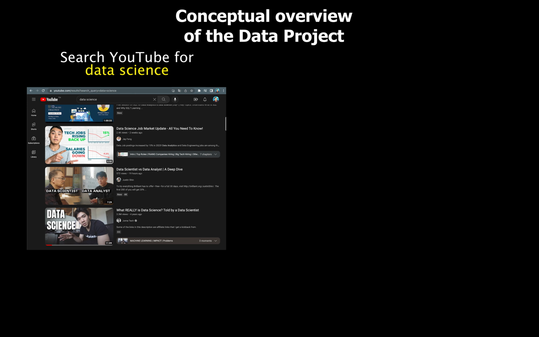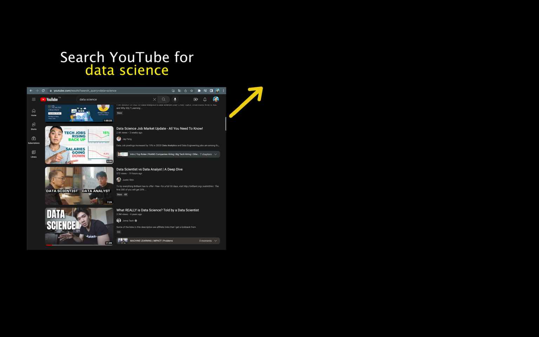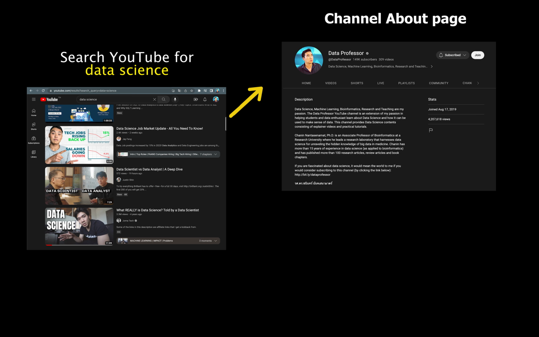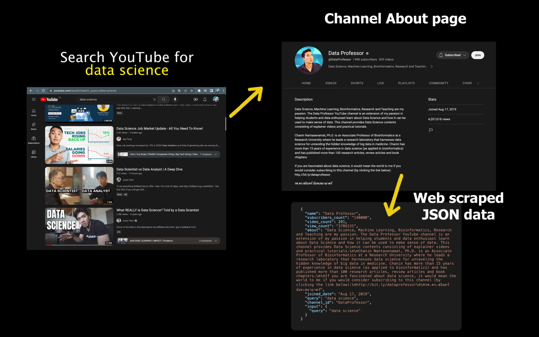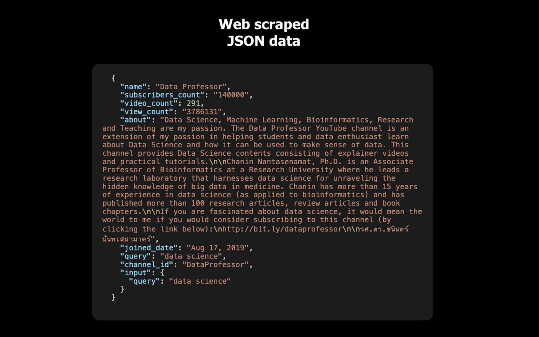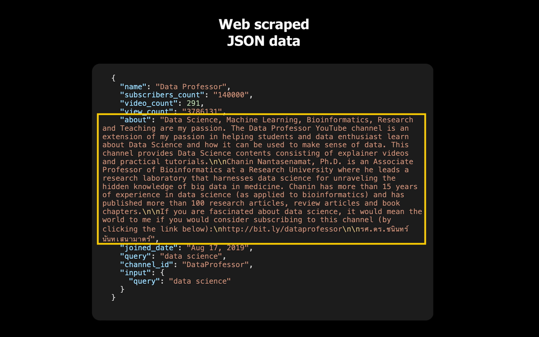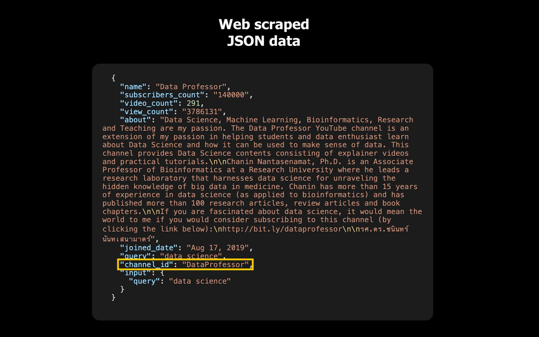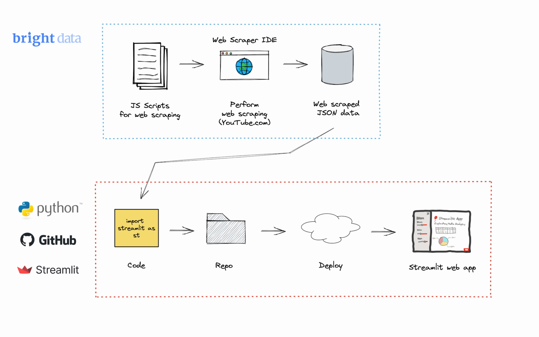Before proceeding further, let's take a look at the conceptual overview of the data project. So firstly, we're going to go to YouTube and then we're going to search for data science. And then from the search results, we're going to extract all of the YouTube channels. And then for each of the YouTube channels, we're going to go to the About page. And then we're going to perform web scraping on that. So you're going to notice that we're going to take the name of the YouTube channel, the subscriber count, the video count, the view count, and also the About section, as well as the join date, and also the channel ID.